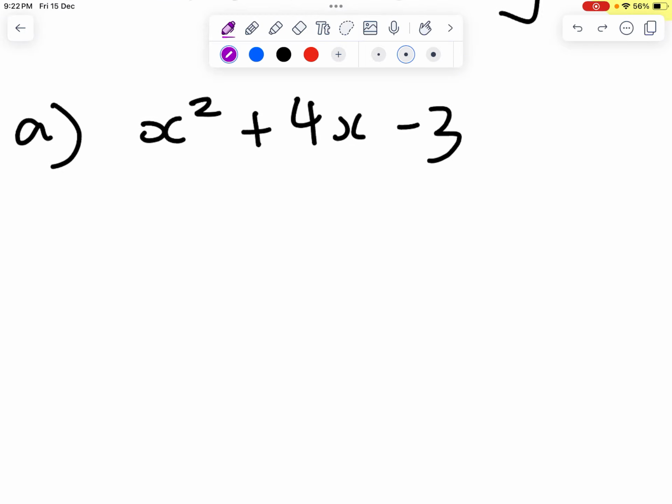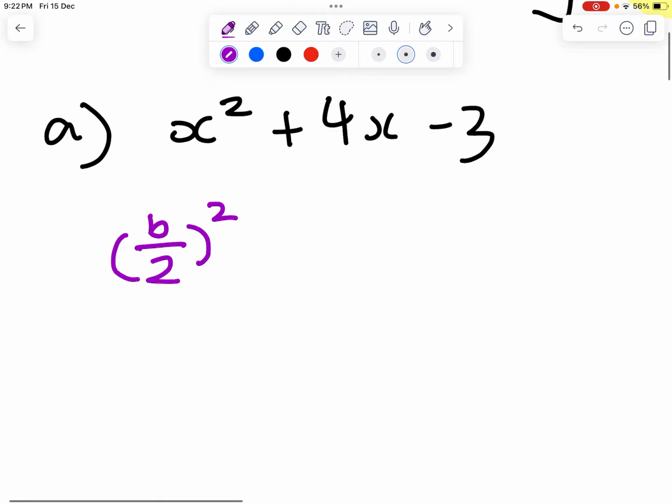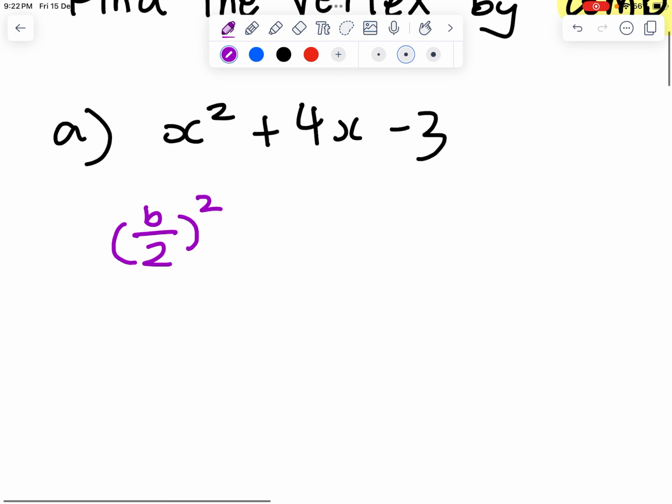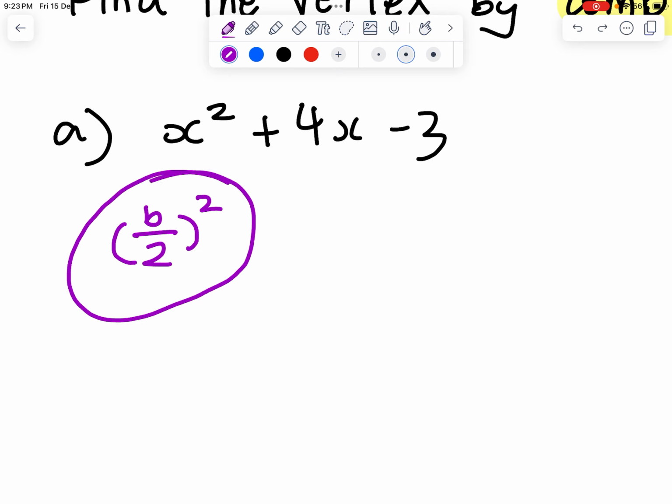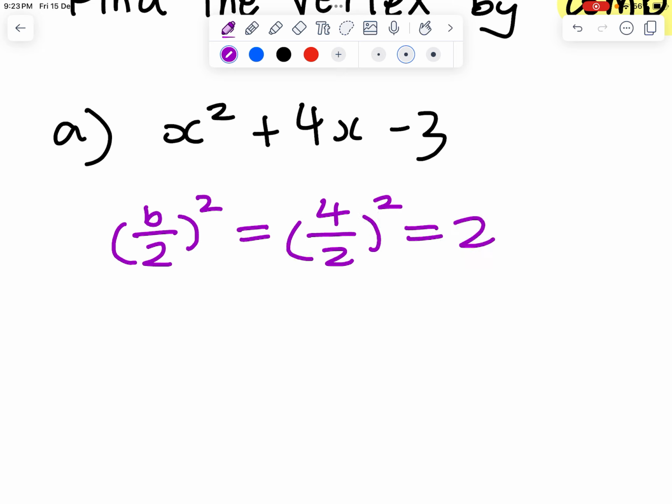The first thing we want to do, which is really important, is remember this formula: b over 2 squared. I'll explain it more later, but in completing the square, this formula makes everything much easier. Here we have 4, that's b, so we plug in b as 4, and then we get 2 squared, which is 4. What we want to do is plug this into the equation.